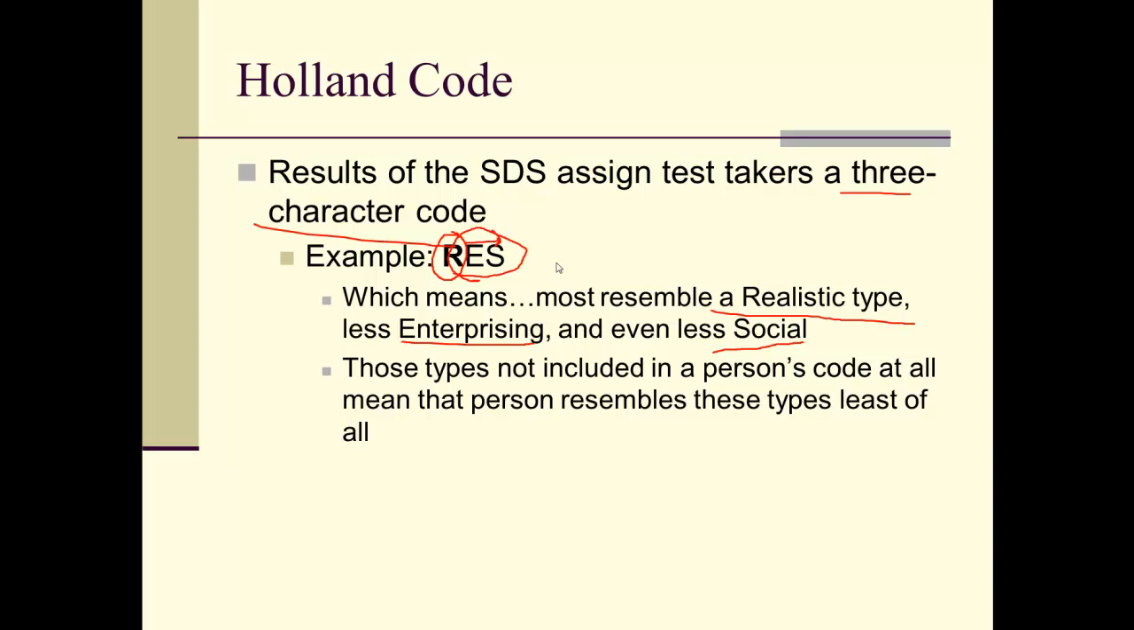Now, those types not included in a person's code at all mean that the person resembles these types least of all. Alright, so, just because these show up doesn't mean that's exactly where they stand. And so, we're looking to see some kind of trend, to see what major focus and personality type these people could be with the SDS.